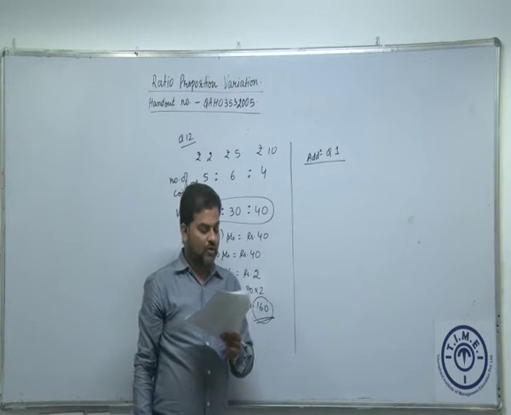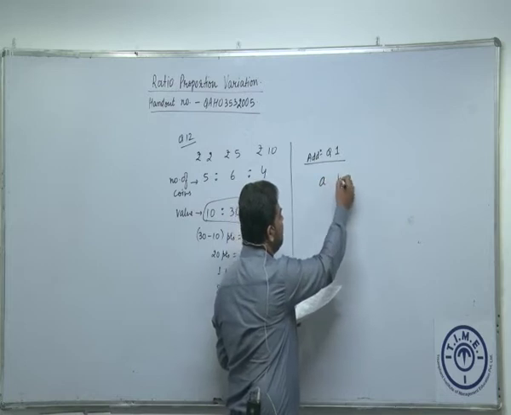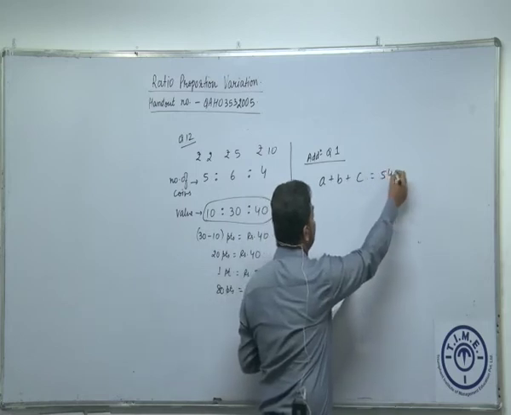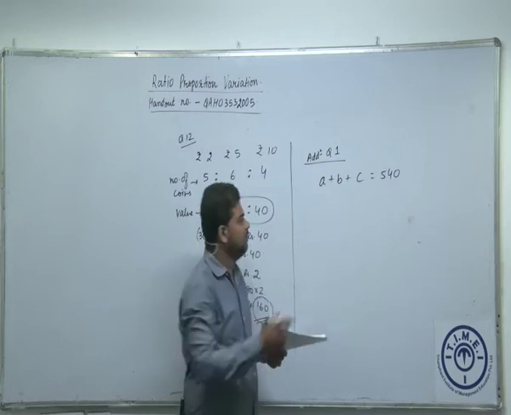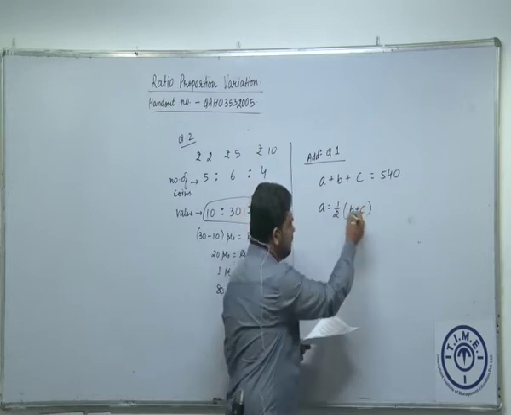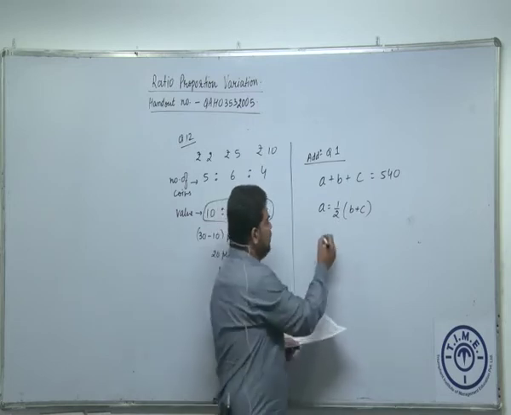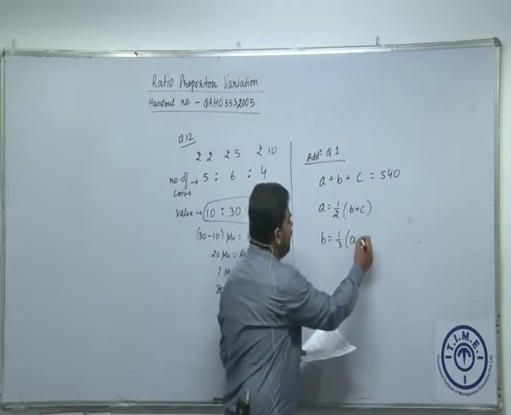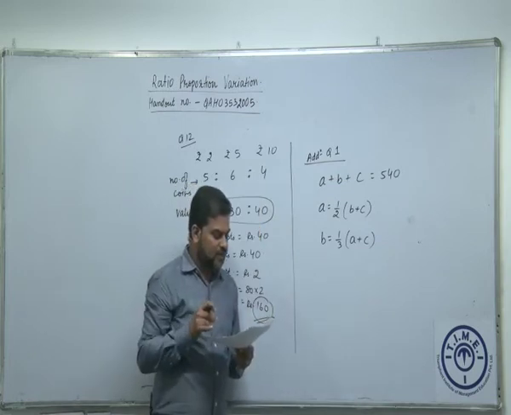So total amount is how much? 540 rupees. Let us say A got A rupees, B got B rupees and C got C rupees. So the total amount is 540 rupees. Then it says A got half of what the other 2 got. So A is equal to half of B plus C. Next sentence says B got 1/3 of what the other 2 got. Which are the other 2? A and C.